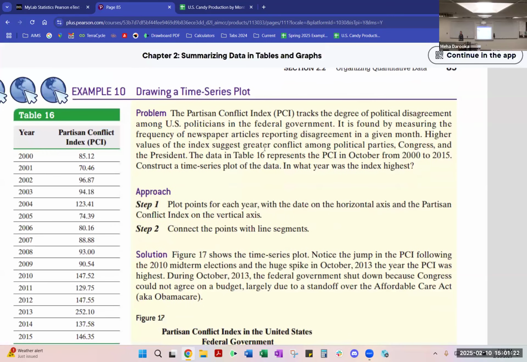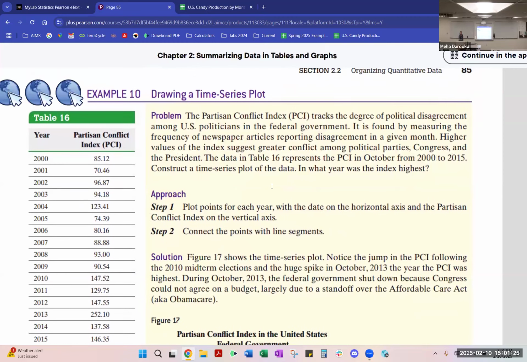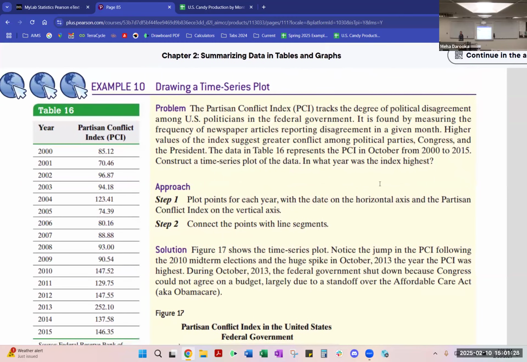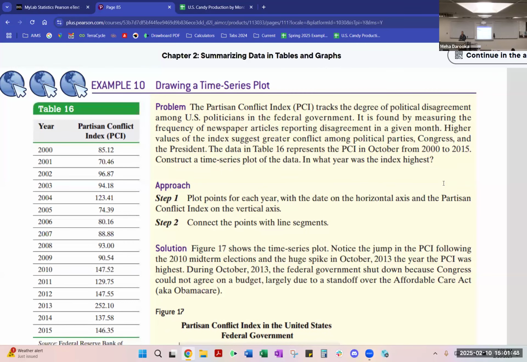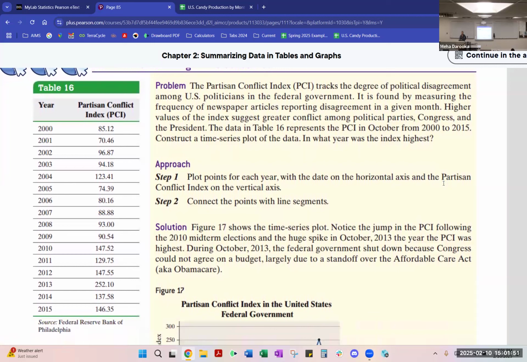So look at this example here. We're talking about the partisan conflict index, which tracks the degree of political disagreement among the US politicians in the federal government. This is found by measuring the frequency of newspaper articles reporting disagreement in a given month. Higher values of the index suggest greater conflict among political parties, Congress, and the president. So you can see the table on the left-hand side that represents that partisan conflict index. And again, remember, the higher the number, the greater the conflict between the political parties or the politicians themselves.